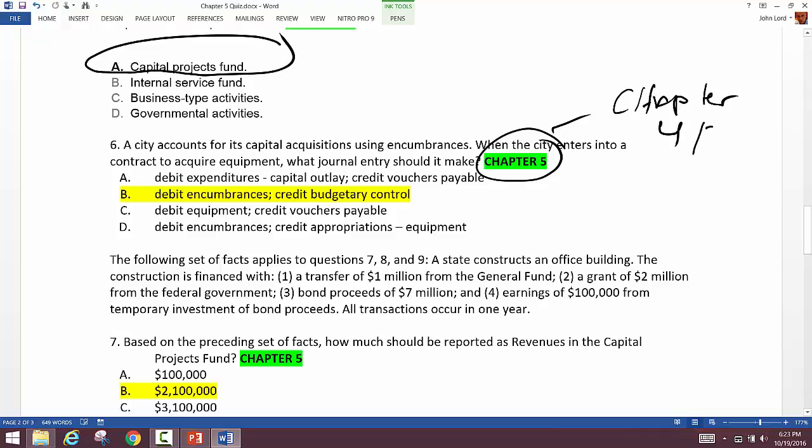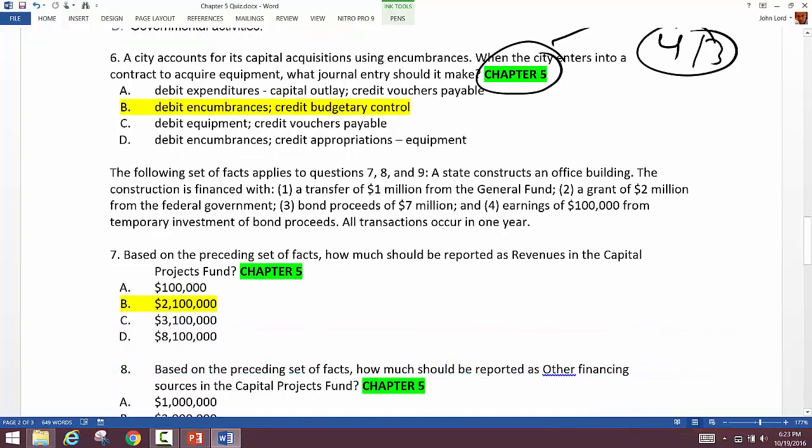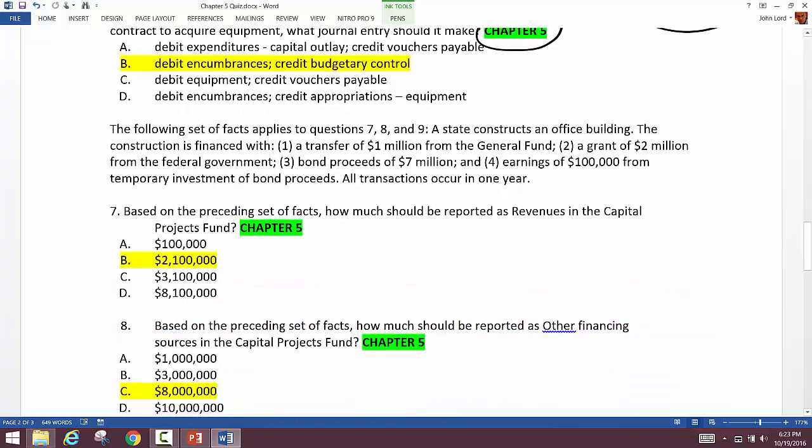But I put it in there anyway because I want us to remember that we're still using encumbrance accounting when we're in the capital project fund, right? Okay. Okay, good. Following set of facts now for the next 3 questions.